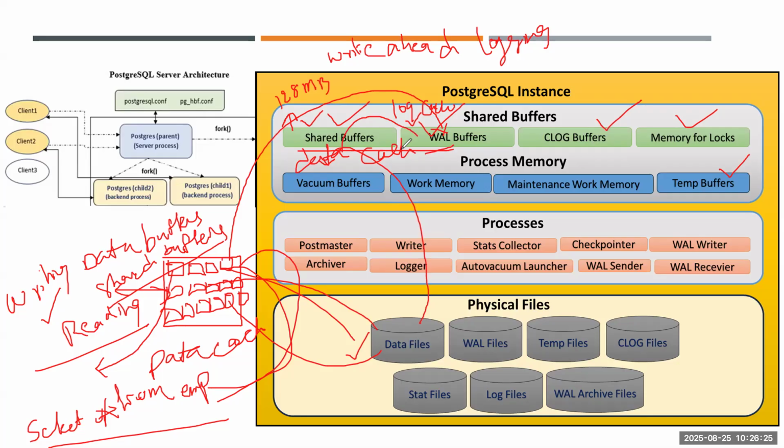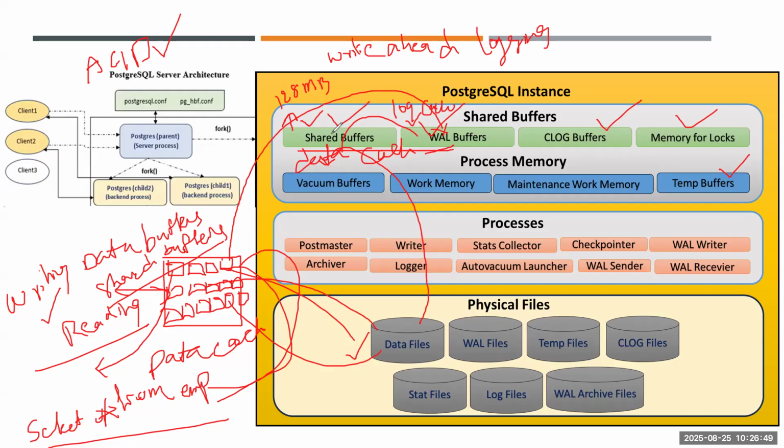Why, Subbu? As a DBA, everyone must and should know about ACID properties, right? Everyone. Atomicity, consistency, isolation, durability. To fulfill the durability, sir, there is a concept called WAL. D stands for durability. Okay?